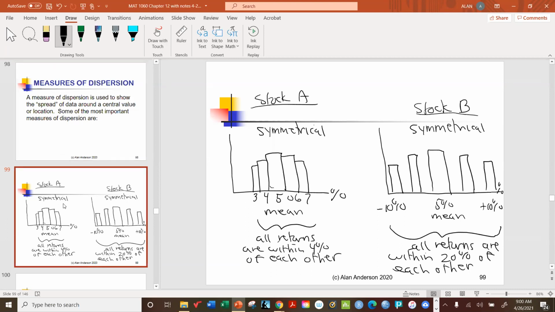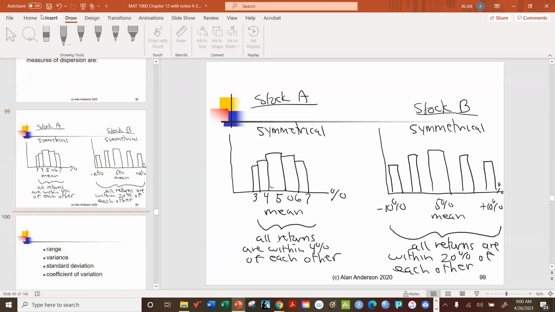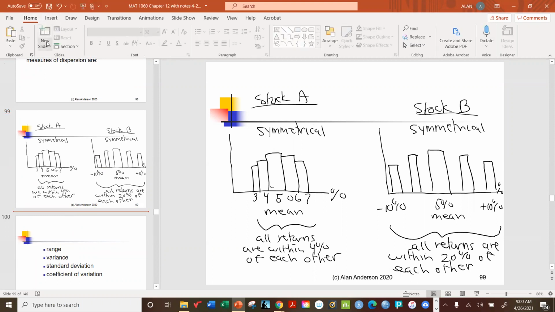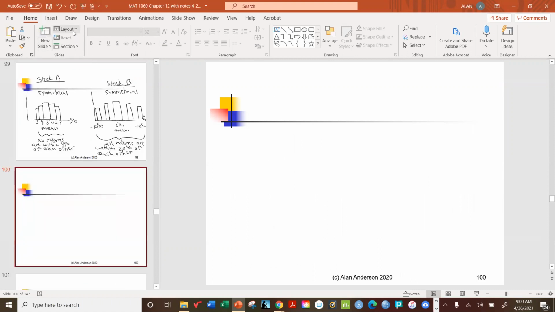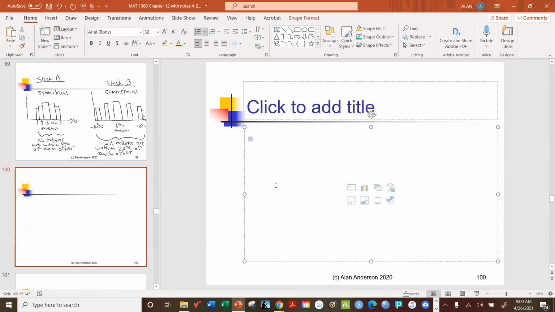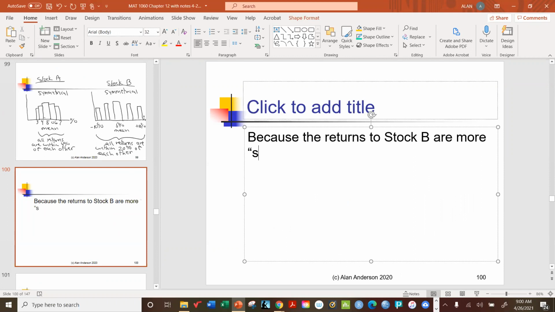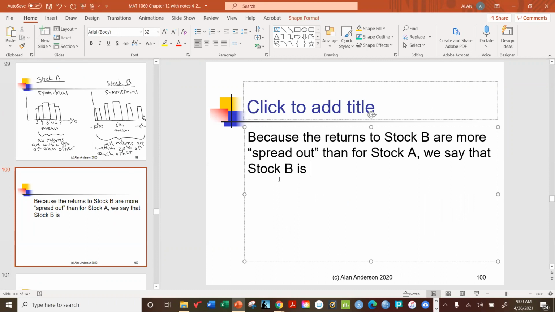Because, and this is something you'll need to think about when, let's say in 10 years you're working full time and you've got money coming in and you've got savings and you want to invest them, all of a sudden you might find yourself analyzing stocks. And so what we'll note here is that because the returns to stock B are more spread out than for stock A, we say that stock B is riskier than stock A.